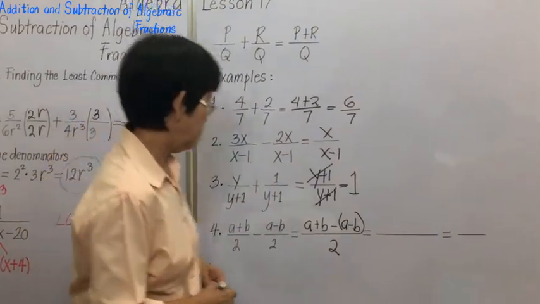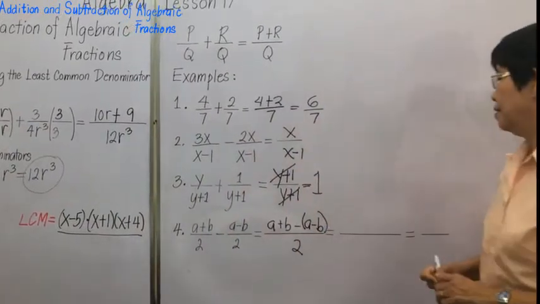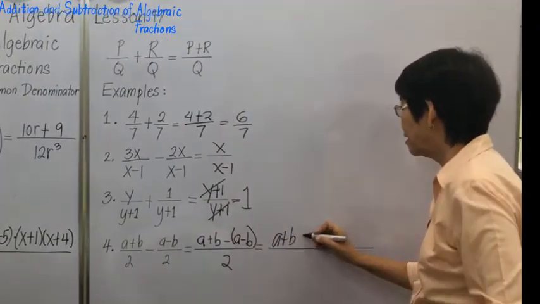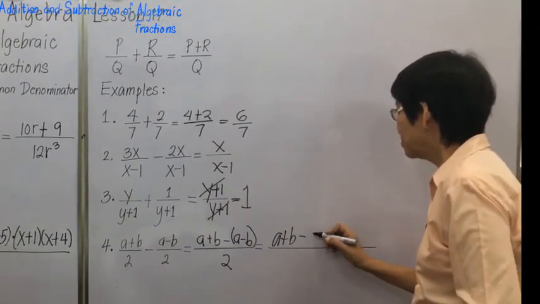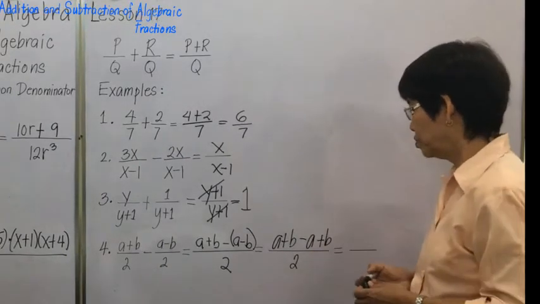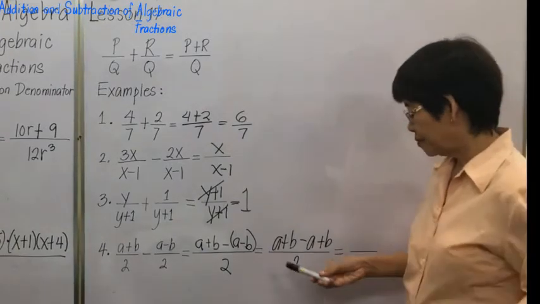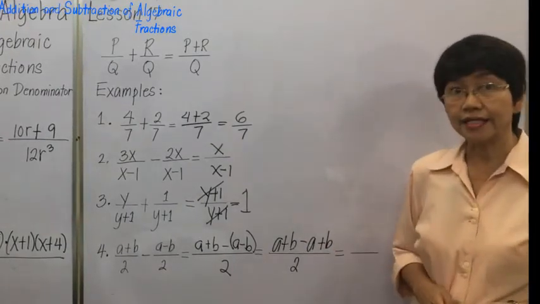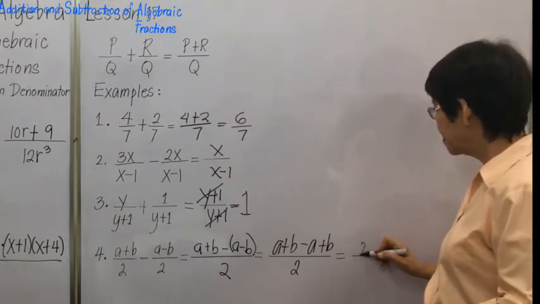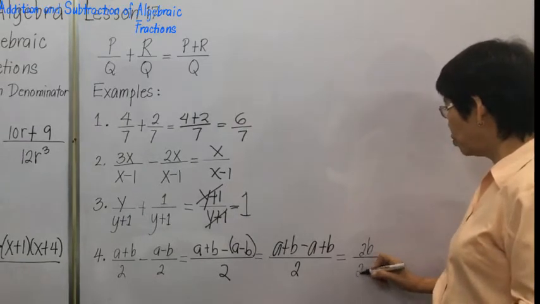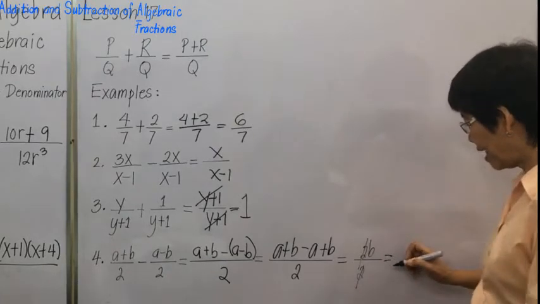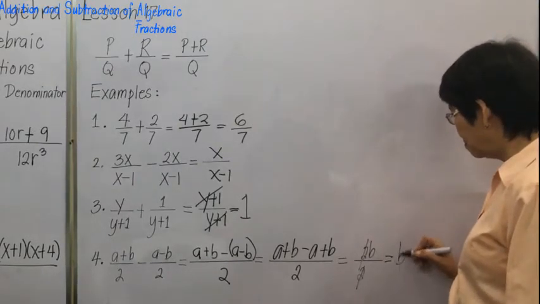Or you can simply change the sign of the numerator in the second term. So we copy a plus b and then change the sign of a. That becomes negative a and positive b over 2. And we add a minus a, that is 0. And b plus b, we have 2b over 2. So this can cancel. And the final answer is b.